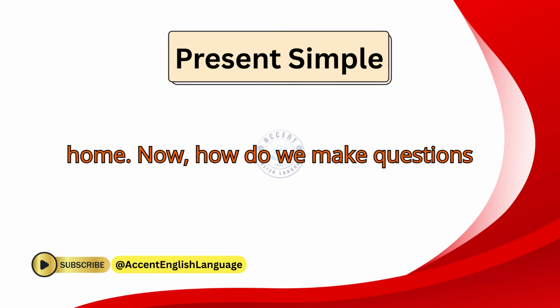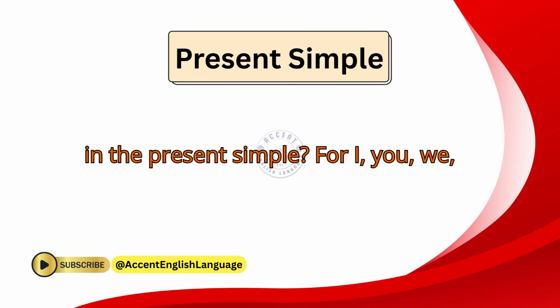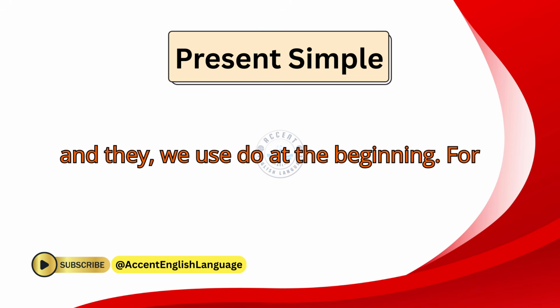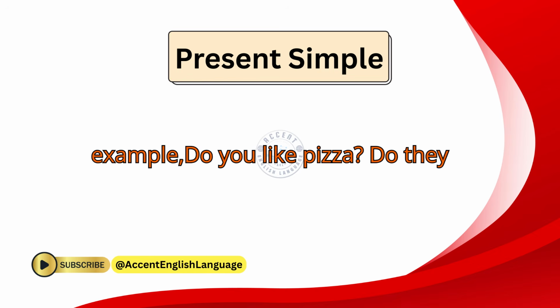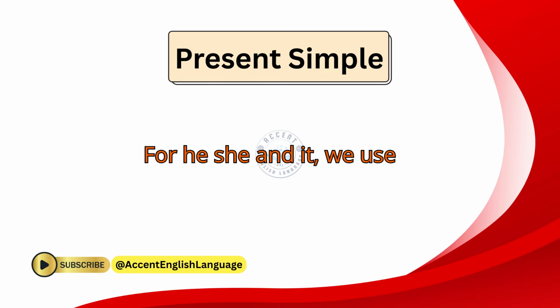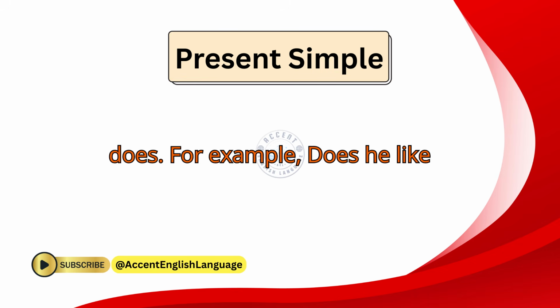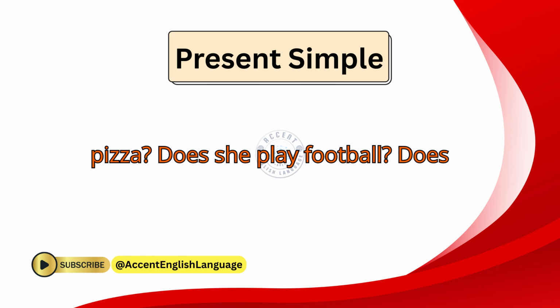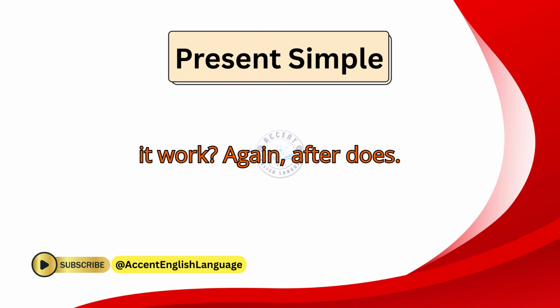Now, how do we make questions in the present simple? For I, you, we, and they, we use do at the beginning. For example, do you like pizza? Do they play football? Do we have homework? For he, she, and it, we use does. For example, does he like pizza? Does she play football? Does it work?